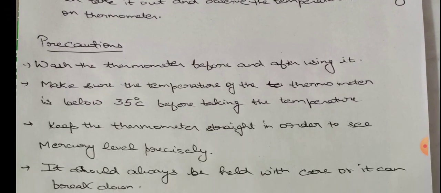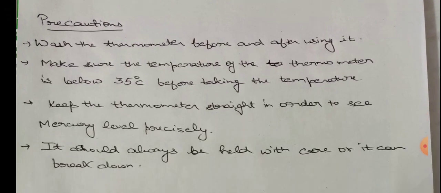Now there are certain precautions that need to be taken care of while using the thermometer. What are they? First, wash the thermometer before and after using it. Second, make sure the temperature of the thermometer is below 35 degrees Celsius before taking the temperature. Third, keep the thermometer straight in order to see the mercury level precisely. Precisely means accurately, correctly.